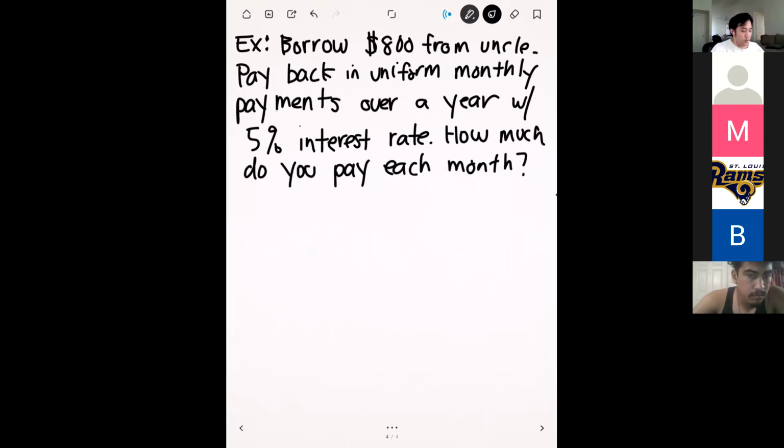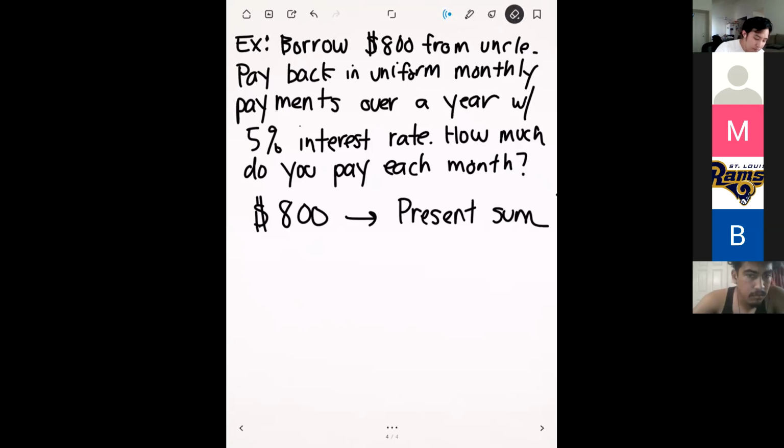Okay, so let's break this problem down. In order to purchase your phone, you need that $800 today. And so this $800 represents a present sum, right? Because that's money that you need today to buy your phone. And so let's define the interest rate. The interest rate given to us in the problem is 5%.